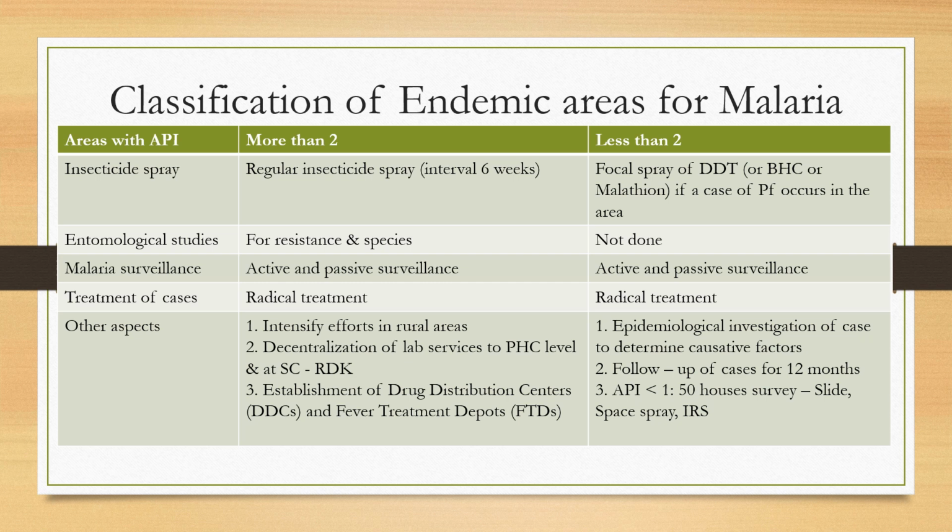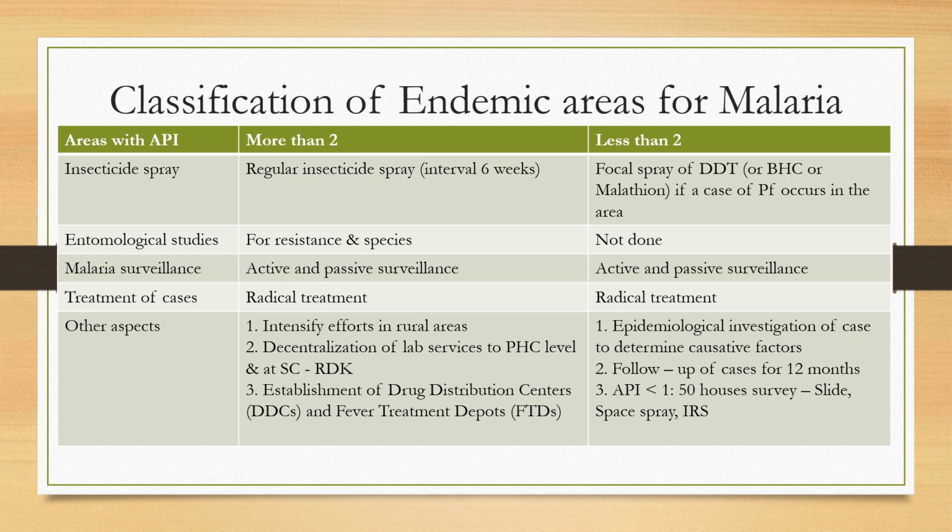Active and passive malaria surveillance are being done in both these areas. If a case of malaria is detected, we give radical treatment. However, radical treatment alone is not sufficient. Now, since the malaria cases are very few in this area, what is additionally done is epidemiological investigation of the case. Epidemiological investigation means agent, environment, host. So, what is the agent? Which vector is involved in transmission of the case?